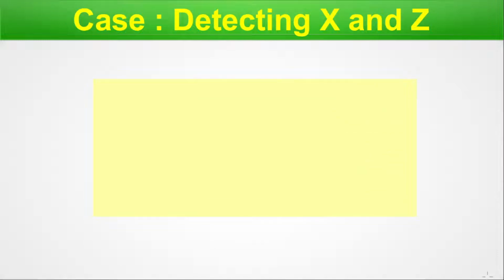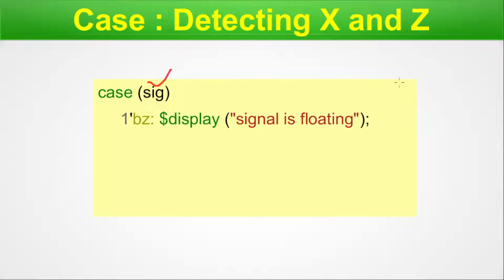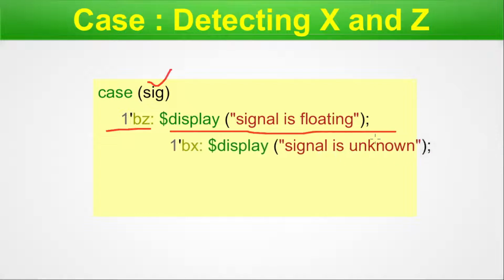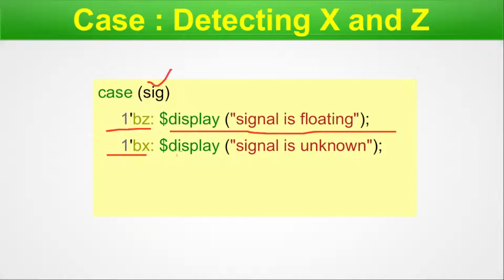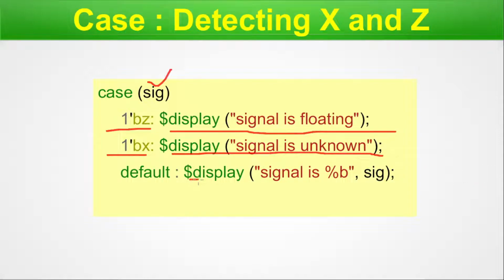Here we'll give example code. Our case starts with case and we have a variable sig, that means signal. If signal is 1'bz, display signal is floating. If it matches 1'bx, display signal is unknown. And we have a default where we print the signal explicitly. This way the case can detect Z and X. Now this is 1 bit. If it is more than 1 bit, then you can have more bits here itself.